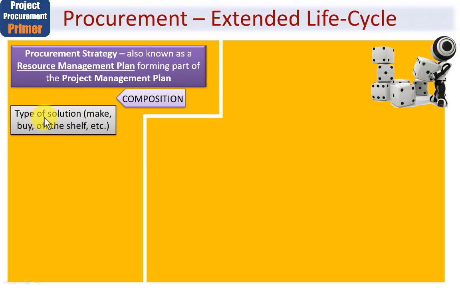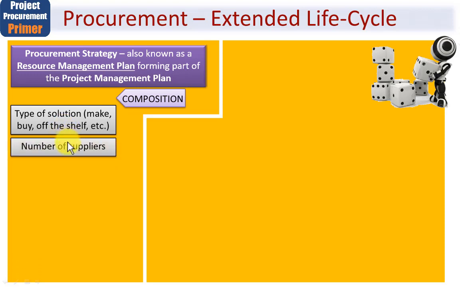First off, the type of solution. Are you going to make it yourself internally? Are you going to buy it? Is it going to be an off-the-shelf product or service or what have you? And that's an important point. When we talk about procurement, we're talking about procuring products or services generally.